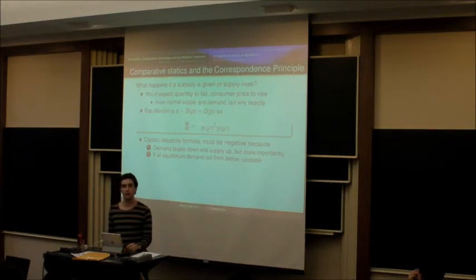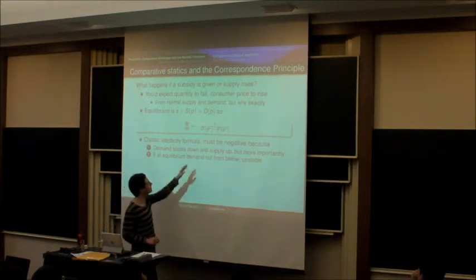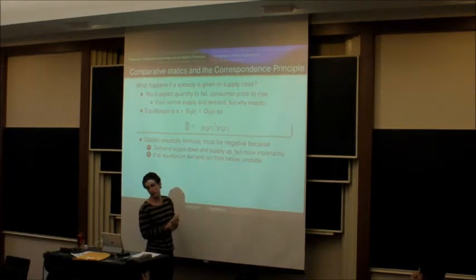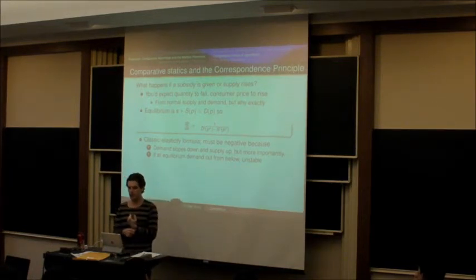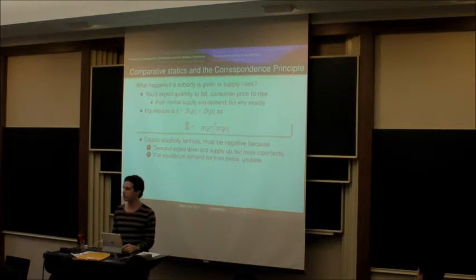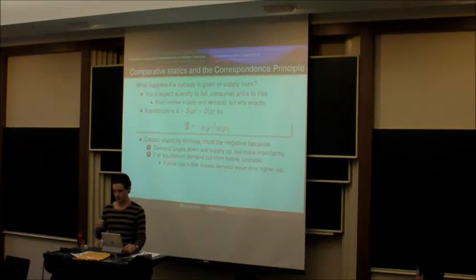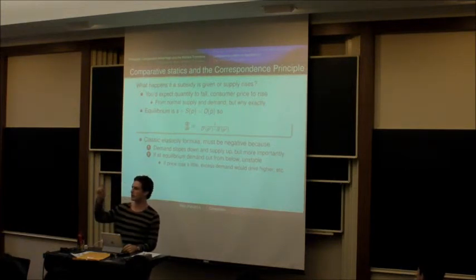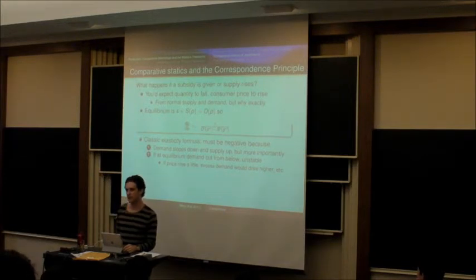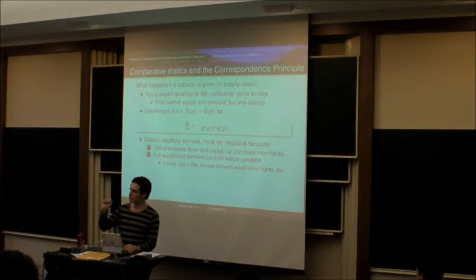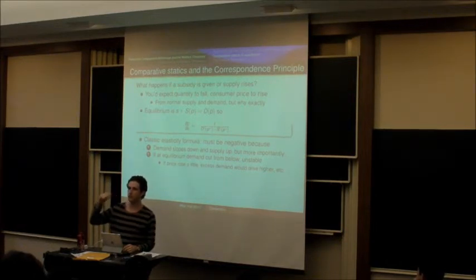But what if instead demand didn't slope downward or supply didn't slope upward? What would happen? Well, one thing that would happen is that the equilibrium wouldn't be very stable. It wouldn't really be much of an equilibrium at all. So imagine that instead of demand sloping downward and supply sloping upward, demand sloped upward and supply sloped downward, right? Then, if we were to raise the price a little bit above equilibrium, there would be more demand and less supply at a higher price.